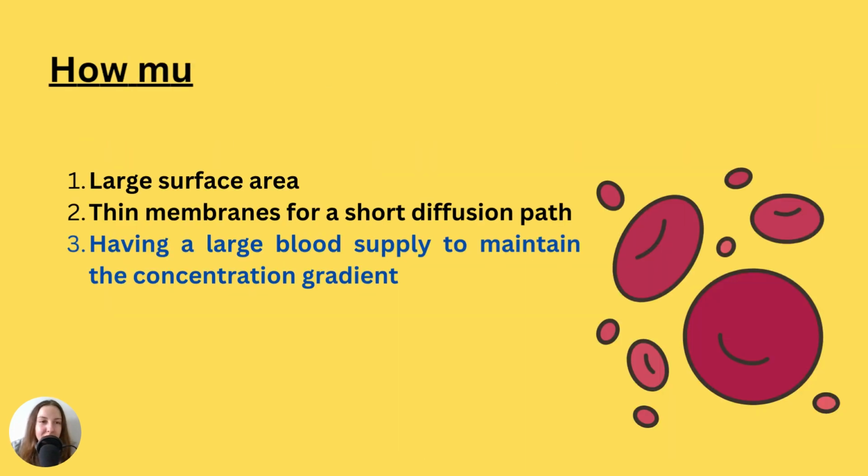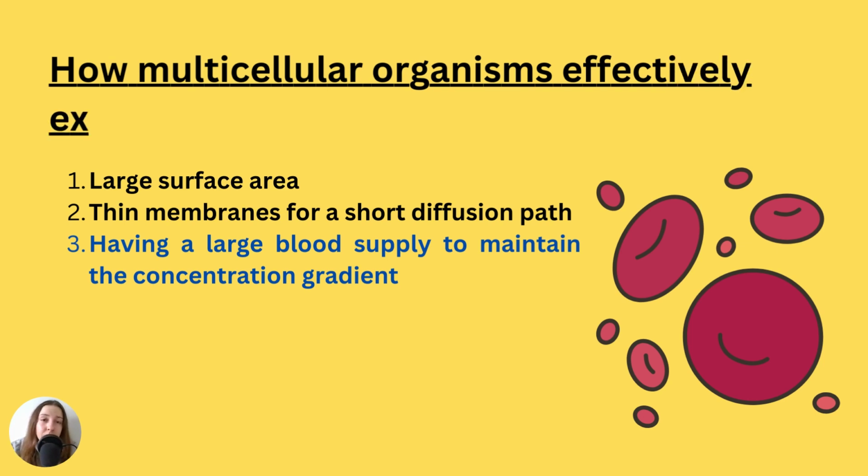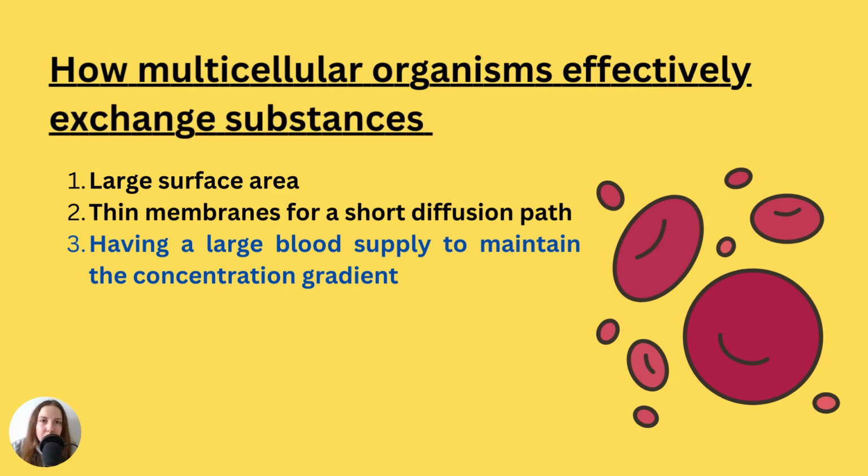So, some examples then of how multicellular organisms absorb minerals or oxygen molecules or release CO2 effectively. How quickly that exchange of substances can take place is because the structures in a multicellular organism have a large surface area. They've adapted to ensure that there is a large surface area. They also have thin membranes for a shorter diffusion pathway, and specifically in animals, there is a large blood supply which maintains that concentration gradient.